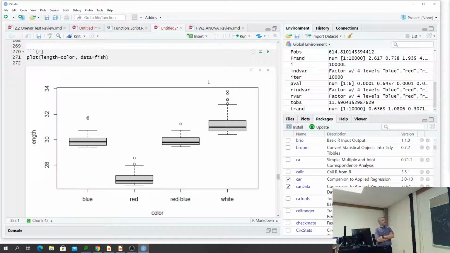So here's my plot. It rendered incorrectly. So you definitely see some differences. I'm not going to be surprised to get a small p-value. Even our whiskers don't overlap on some of these. So this looks like there's a significant difference.